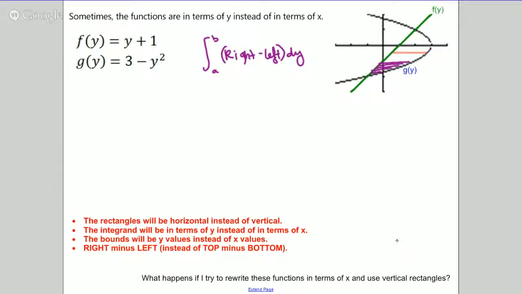All right. So first thing I want to do is see where these functions intersect, or where these relations intersect. So I have y plus 1 is equal to 3 minus y squared. Looks like I have a quadratic with both a y squared and a y term. So I'm going to get everything on one side.